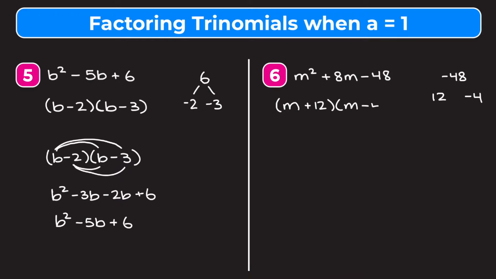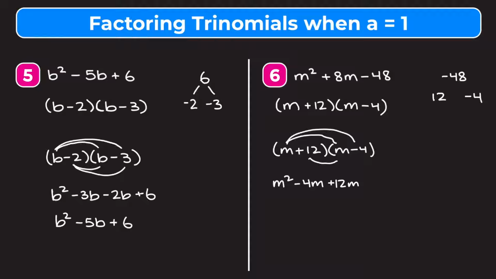times m minus 4. And finally, we're just going to refoil it out just to double check that we are correct. So m times m is m squared. M times minus 4 is minus 4m. 12 times m is plus 12m. And 12 times negative 4 is negative 48. Combine negative 4m and a positive 12m to get a plus 8m. And because we get our original expression, we know that we factored correctly.